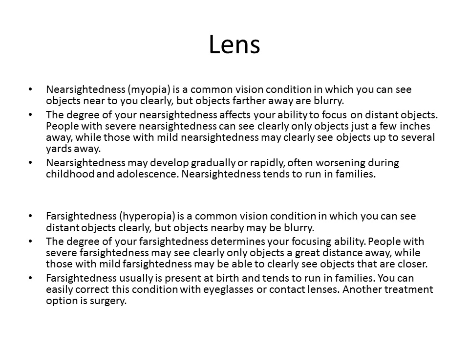Farsightedness is usually present at birth and tends to run in families. You can easily correct this condition with eyeglasses or contacts. And I know that they also have surgeries for it as well. So farsighted is the common condition where you can see distance, but things up close are really blurry.